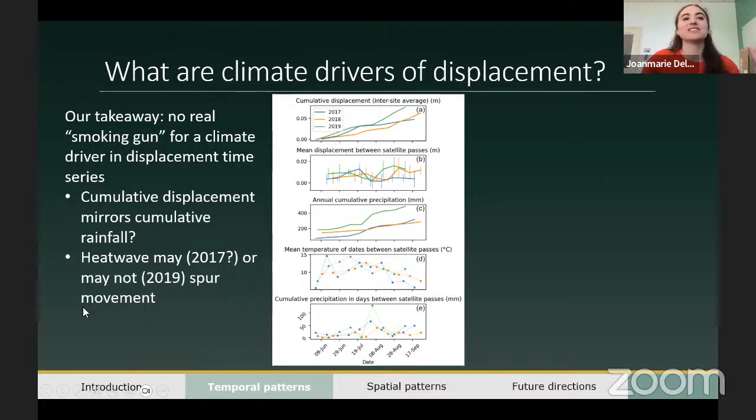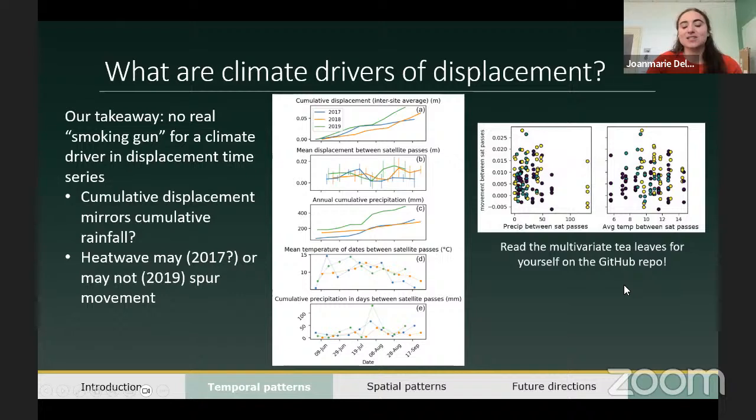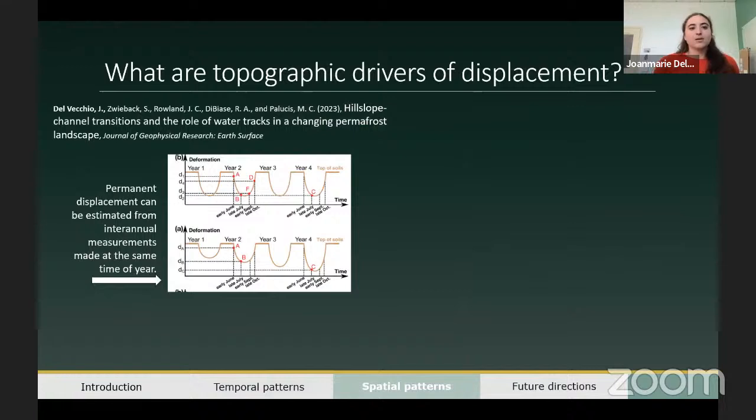And quite frankly, I left it saying, I don't really think I saw much of a signal. In fact, you're all welcome to read the multivariate tea leaves. If you've got the time series analysis skills, the statistical skills, you're more than welcome to check it out. The data is on the GitHub repo, and maybe there's something more to be discovered in this time series. But we walked away saying there was no smoking gun in terms of either temperature or rainfall for this.